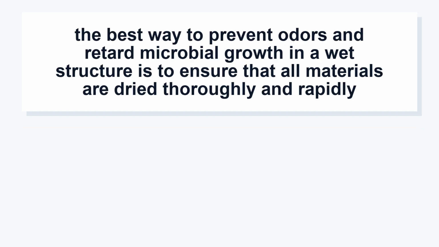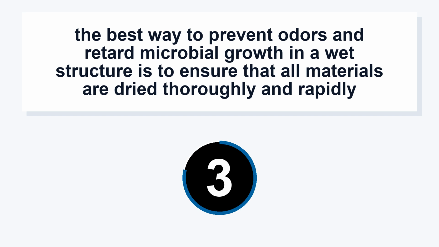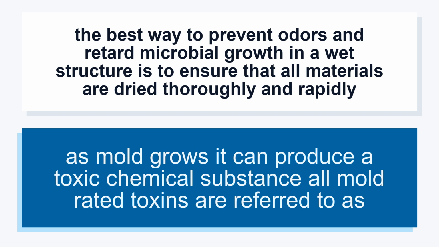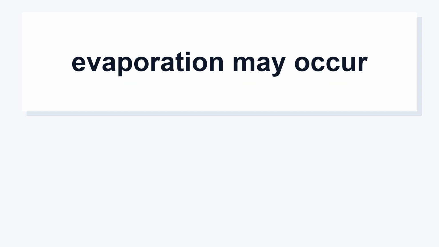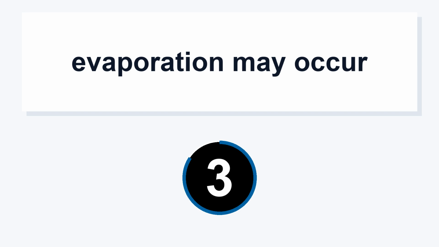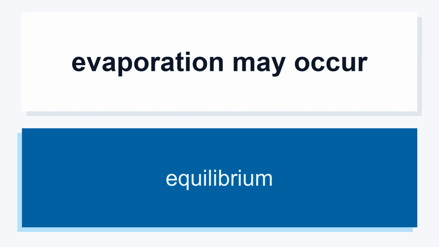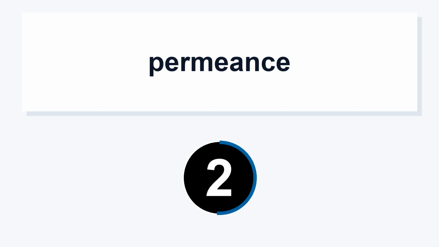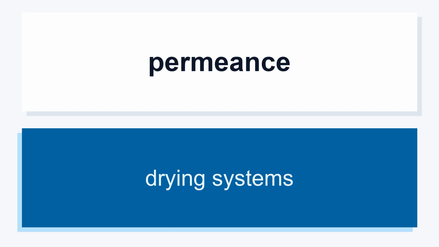The best way to prevent odors and retard microbial growth in a wet structure is to ensure that all materials are dried thoroughly and rapidly. As mold grows, it can produce a toxic chemical substance. All mold-related toxins are referred to as... Evaporation may occur. Equilibrium. Permeance. Drying systems.